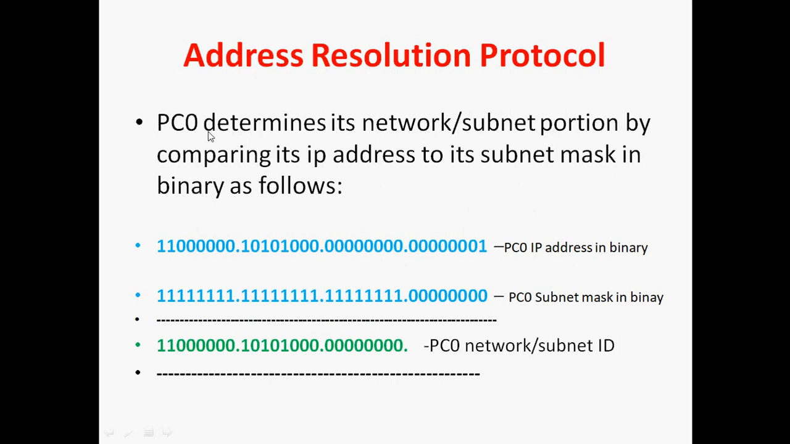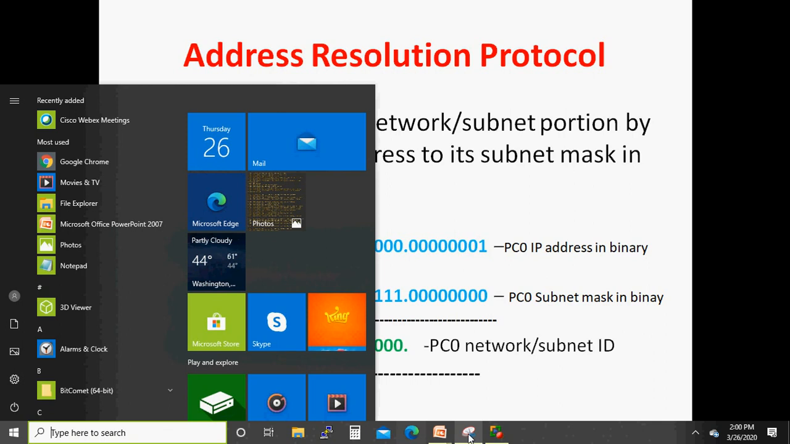Now PC0 determines its network or subnet portion by comparing its IP address to its subnet mask in binary as follows. First, PC0's IP address 192.168.0.1 is written in binary format. Next, PC0's subnet mask 255.255.255.0 is also written in binary format. Now on this IP and subnet mask, I will do the AND operation. Everyone will know how the AND operation works.